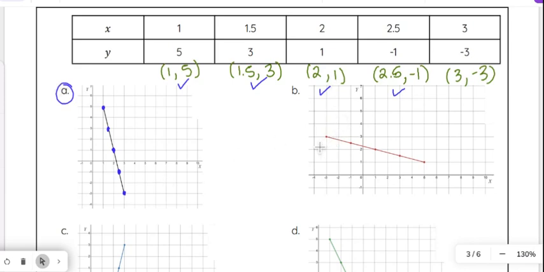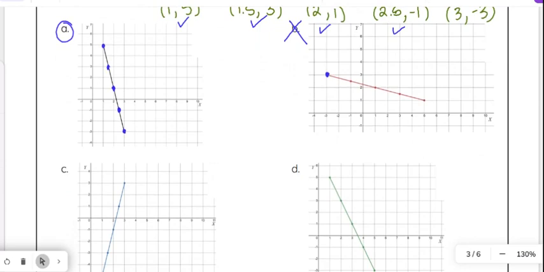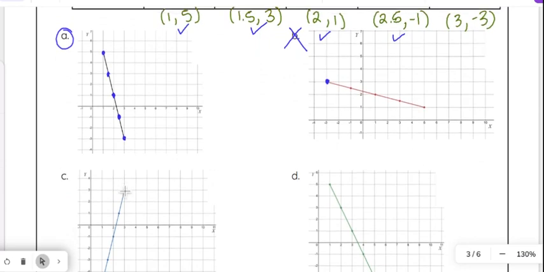Let's go through and just make sure. So on B, (-3, 3) is this point right here. (-3, 3) is not any of our points. So B, we can go ahead and cross off. Looking at C, this point that I see right here is (3, 3). And again, it does not match any of our points. So I can go ahead and cross that off.